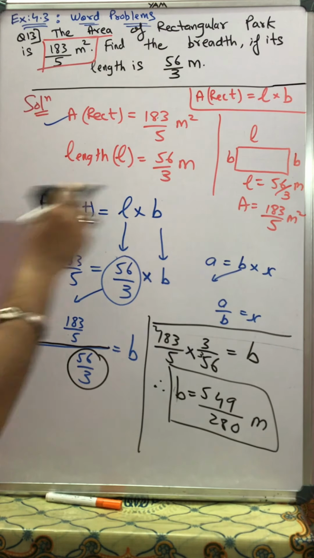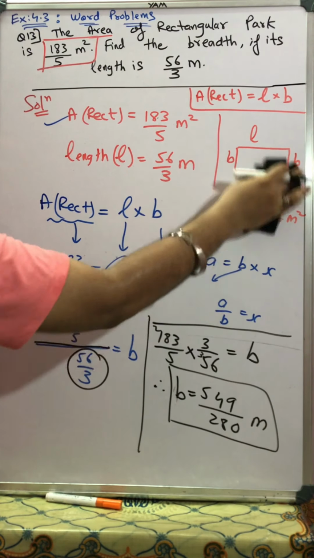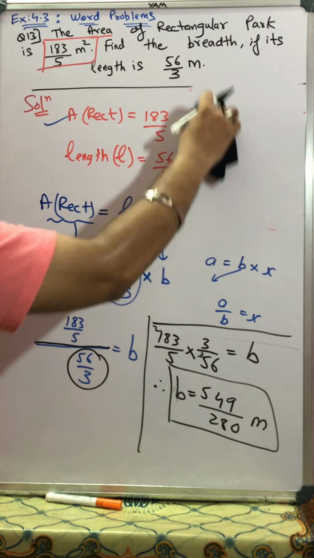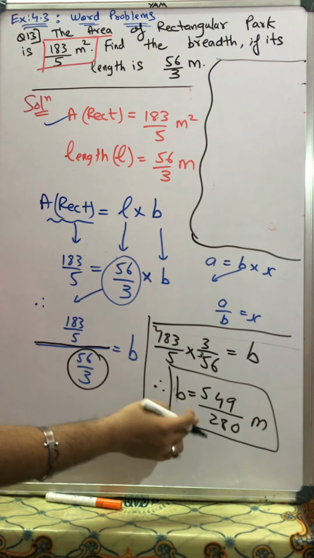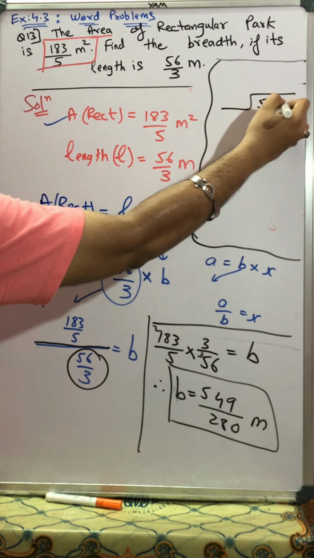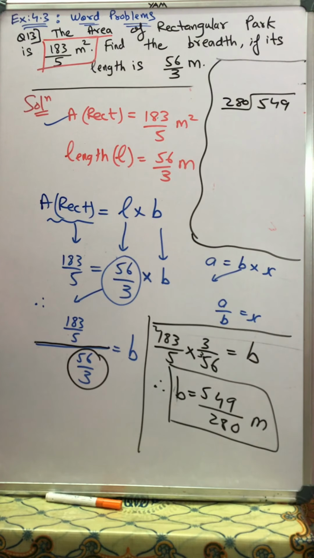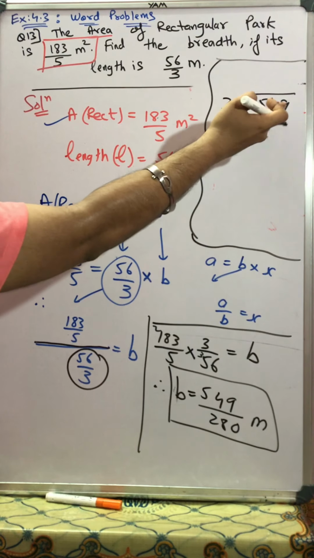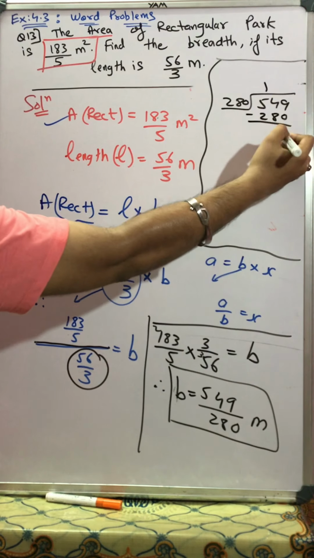Okay, I am erasing this right hand side. You can pause the video. Okay, here I am teaching you how to convert this into mixed fraction. 549 is divided by 280. 280 2s becomes 560. 280 multiplied by 2 becomes 560. It is greater than 549. So I will not do 280 2s. 280 1s is 280. 9 minus 0, 9.